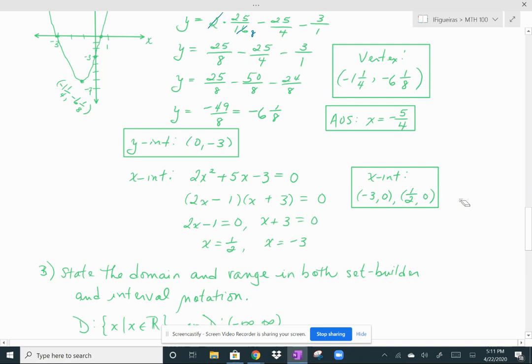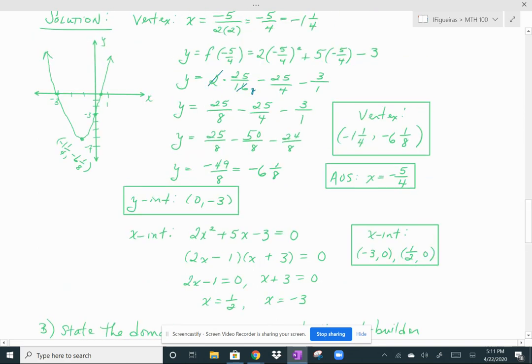All right, so let's put this graph together. Here's my vertex right here, negative 1 1/4, negative 6 1/8. You go to the left between negative 1 and 2, and then down just a little bit past negative 6. Then we have our y-intercept at 0, negative 3. That's right here. Then we have our two x-intercepts at negative 3, 0, and at 1/2, 0. You connect the points from left to right to get your U shape, and you've got your graph.